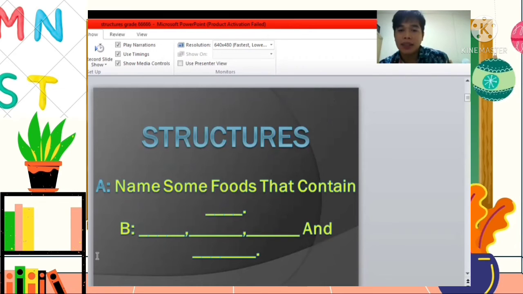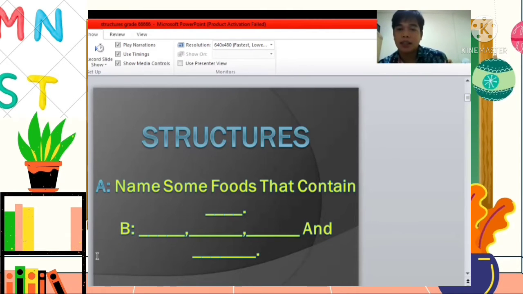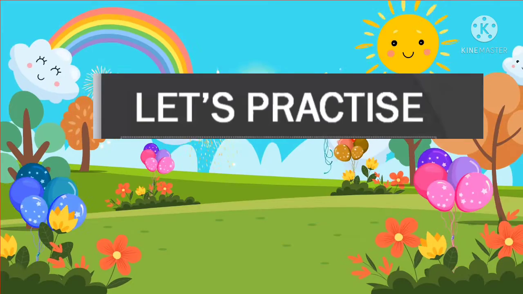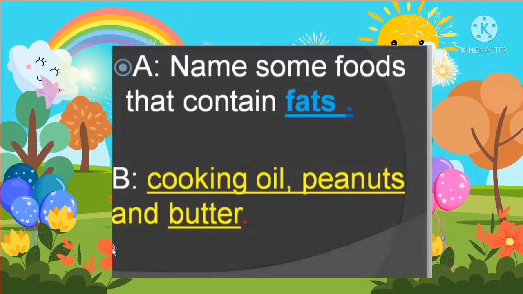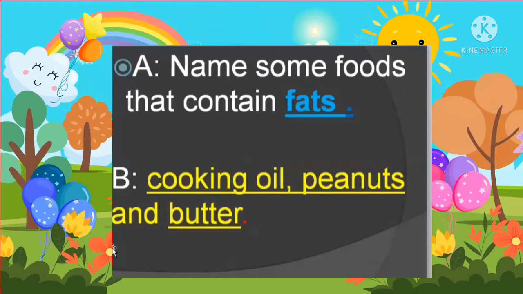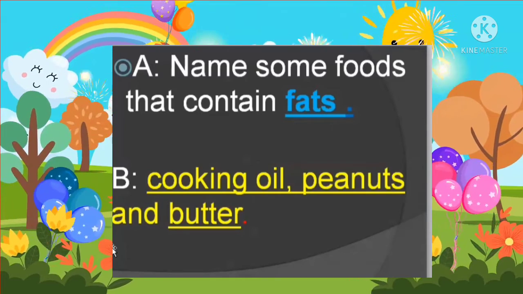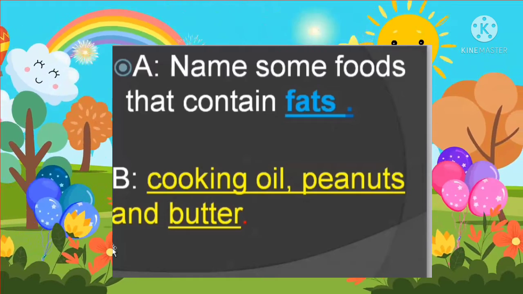Now let's proceed to our sentence structures. I will say, name some foods that contain blank, blank, blank, and blank. Let's have a practice. Are you ready? I will say, name some foods that contain fats. And you are going to answer cooking oil, peanuts, and butter.